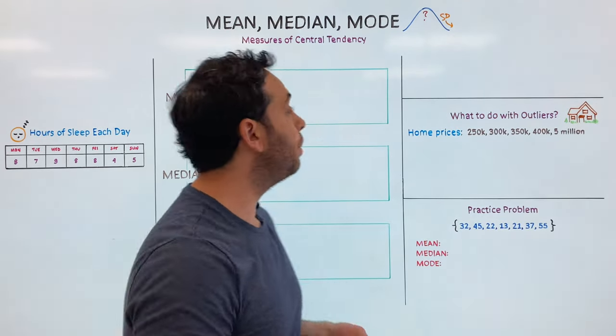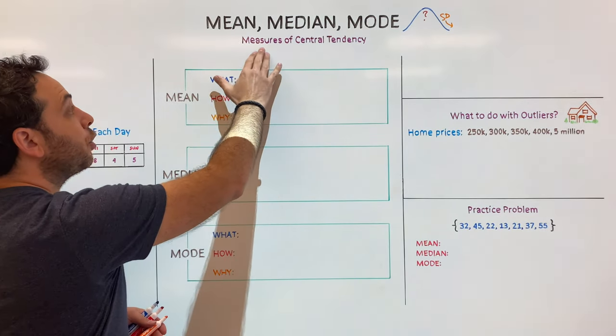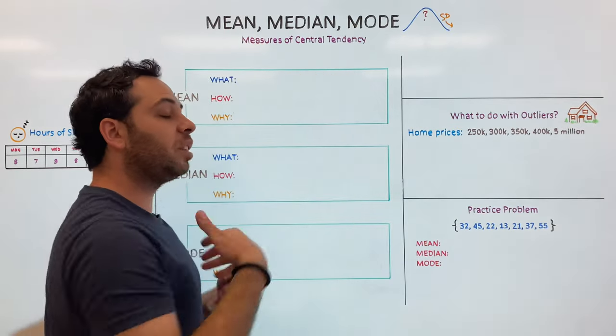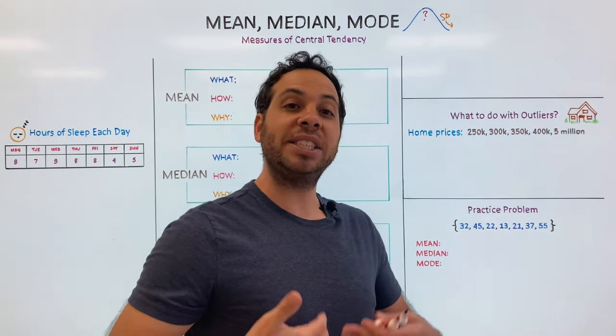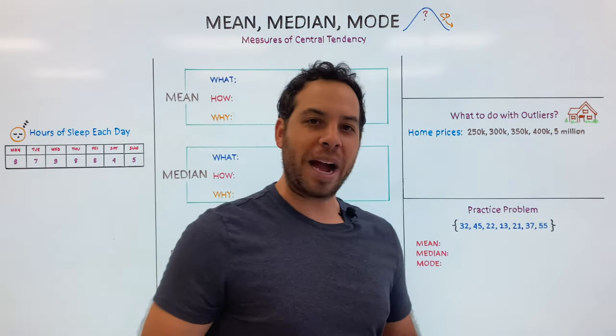And this is why we call the mean, the median, and the mode measures of central tendency. They are all three measures to describe data, and they all have the tendency or likelihood to describe where the data is clustering around or where the center of the data is. So there's some nice background knowledge.